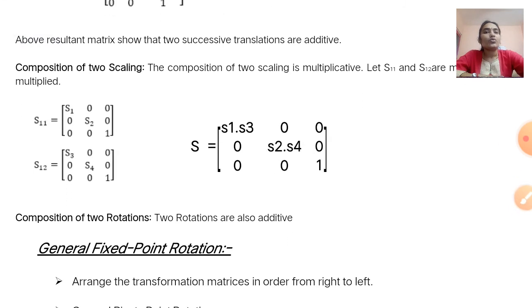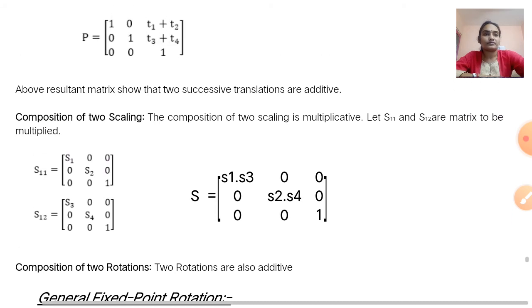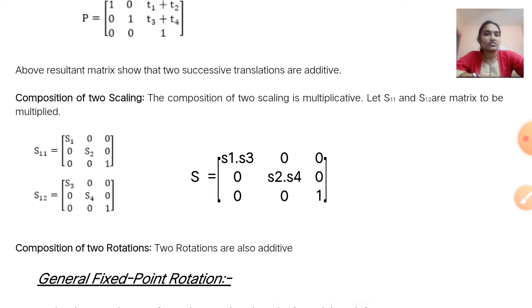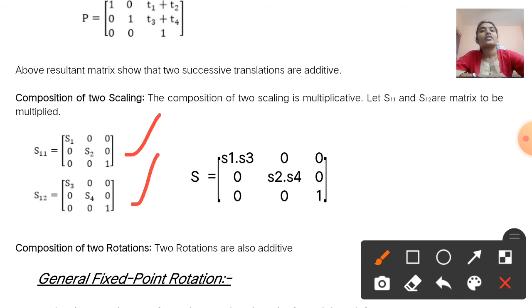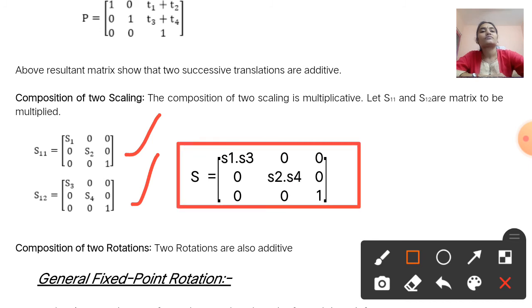Now, when scaling, this one is your translation. Okay, now the composition of two scalings is multiplicative. Let S11 and S12 be the matrices to be multiplied. After that, we will get the S matrix. That means S is the result of S11 and S12. These two matrices are multiplied. After multiplication, the resultant matrix is this one.